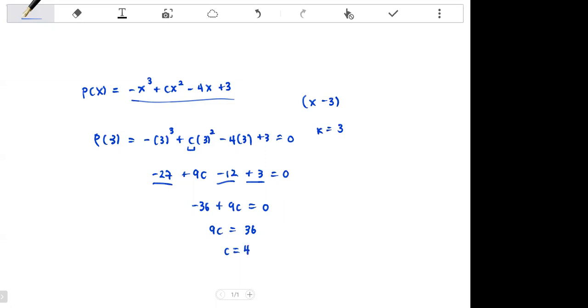Does that make more sense now? What it means by divisible? Yes. Okay.